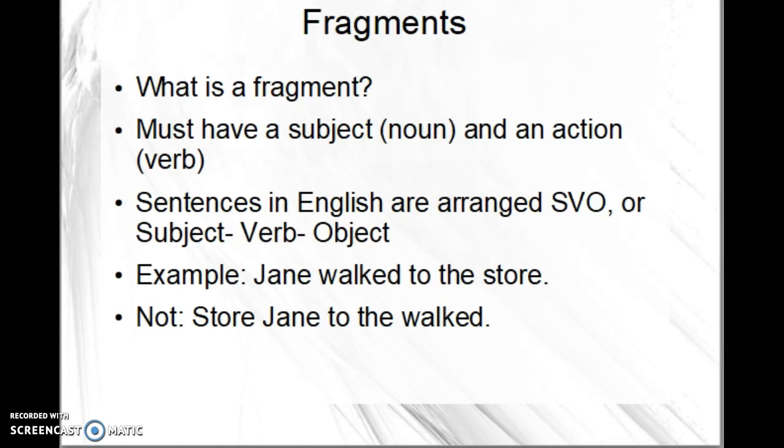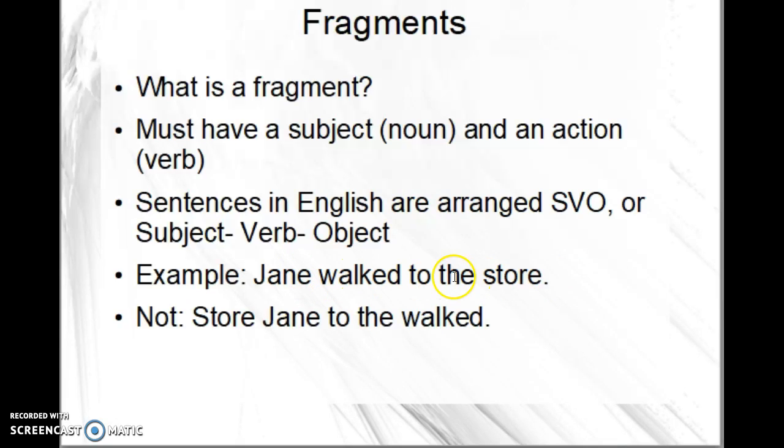There are some other languages where you can rearrange the order of these, but in English it really pretty much needs to go in this order for the most part, as a general rule. So as an example, Jane walked to the store. In this case, Jane is the subject. That's what the sentence is about. Walked is the verb or action word. We know what Jane does. To the store is the object. We know it's the object because that is what the action is performed on or performed to.